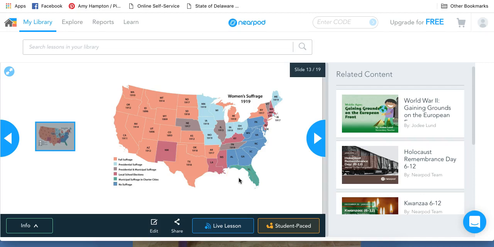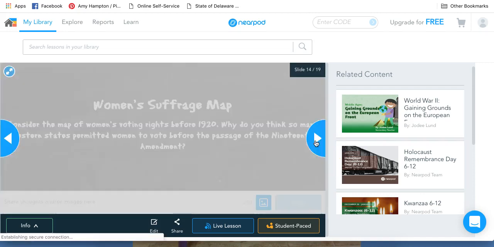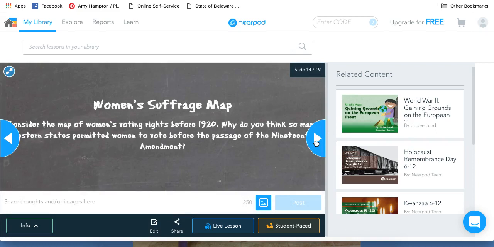Who could vote, where could they vote, where couldn't they? And then I'm going to ask students to use that to really answer this question. So they're using some textual based evidence from a primary source to answer this question. Why do you think so many Western states permitted women to vote before the passage of the 19th Amendment?